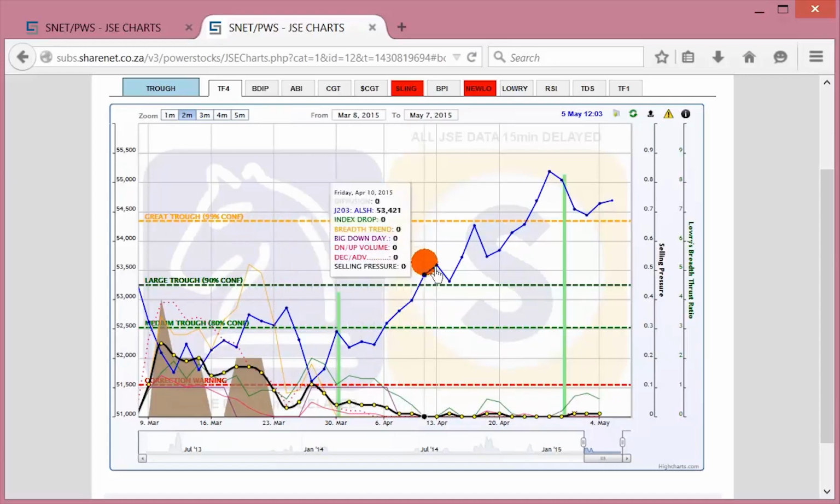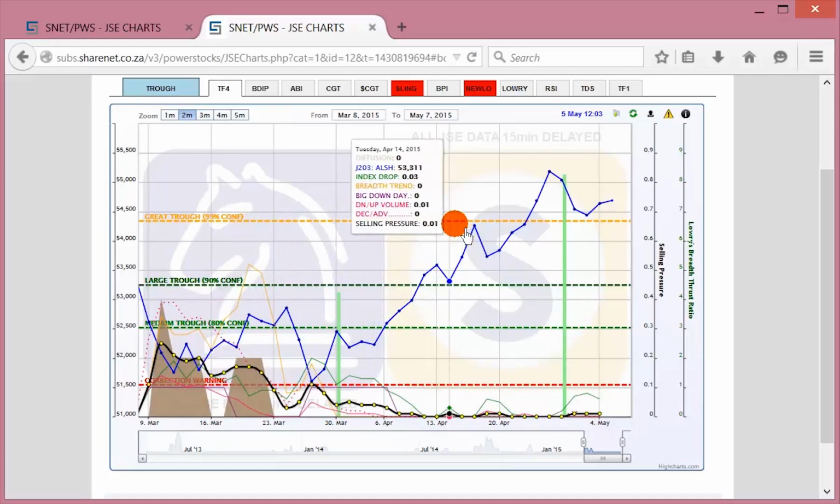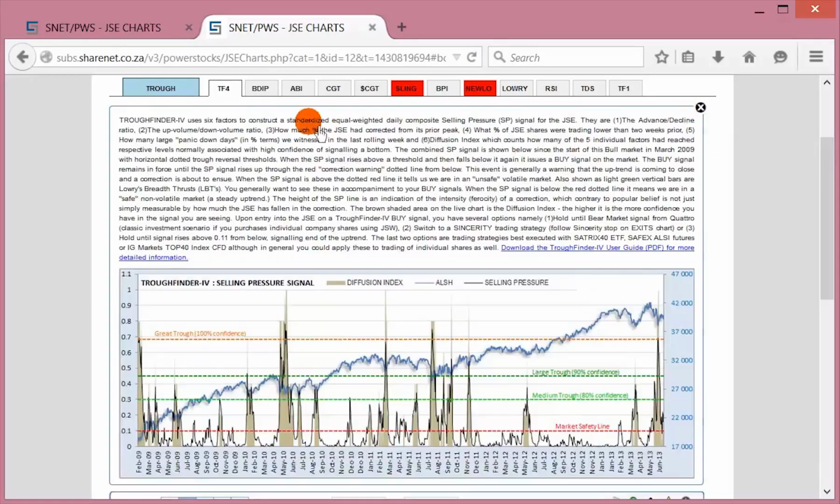And if you want details on how this model works and why it's such a great model, you can click on the info button here, and basically it tells you what this model is. It uses 6 factors to construct a standardized equal-weighted daily composite selling pressure signal for the JSE. Amazing stuff. And there's a beautiful chart here showing you how this thing works. And generally when it rises above this red line, we're in correction, and then we're getting into major corrections. And when it falls below these lines, these are giving buy on the dip signals.